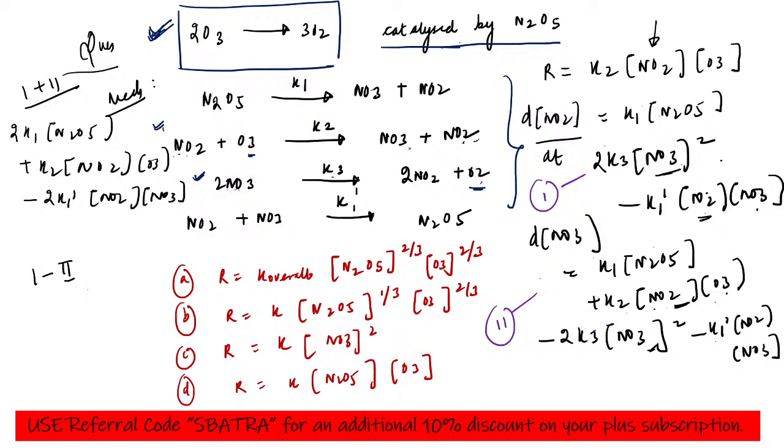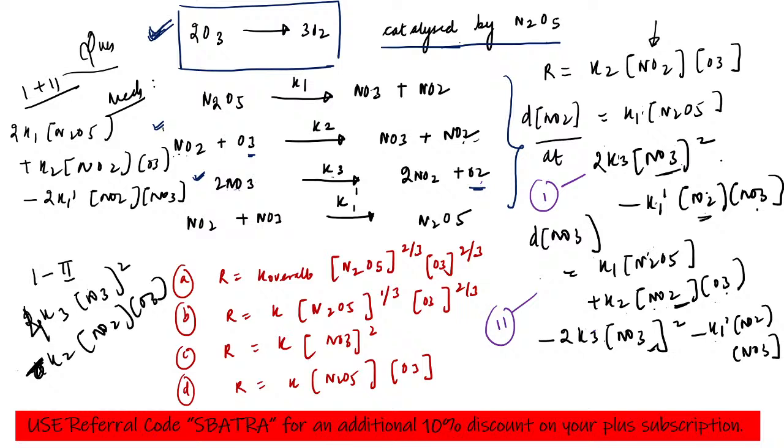The correct answer would be, see, this and this will be cancelled out, and next is 2k3 plus 2k3. So this would be 4k3 NO3 whole square, and this value will be cancelled out. So now you'll be left with 4k3 NO3 whole square plus k2, right? This would be, yes, minus k2 NO2 O3. So this is going to be your answer.